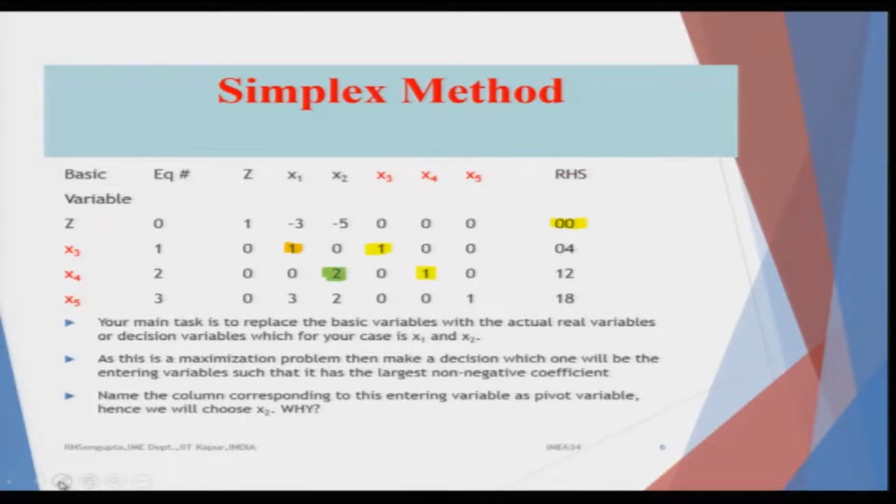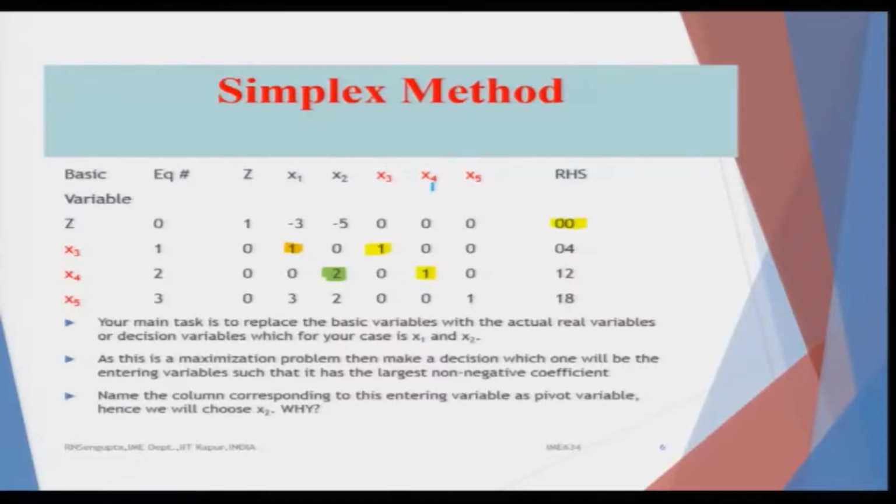Now, I come to the last equation. Let me use the color of blue. So, the third equation had 3 x1 plus 2 x2 plus x5 is equal to 18. So, x3 and x4 are not there, so they are being multiplied by values 0. So, let us check 3 into x1 plus 2 into x2 plus 0 into x3 plus 0 into x4 plus 1 into x5.